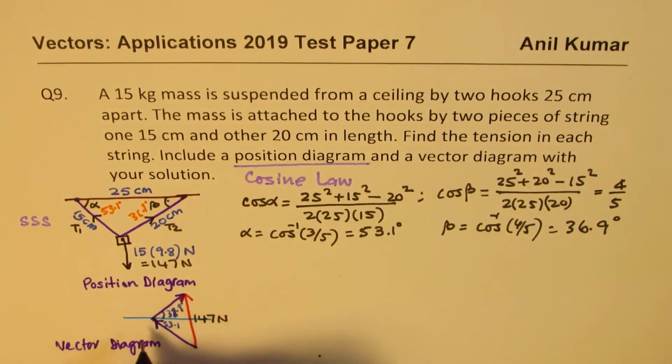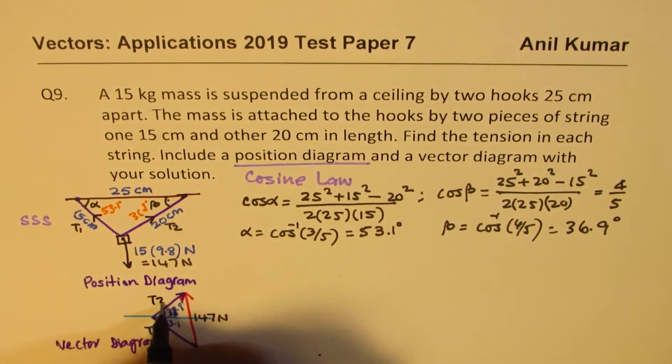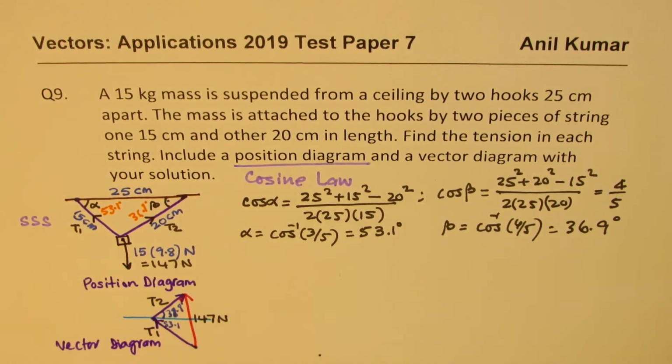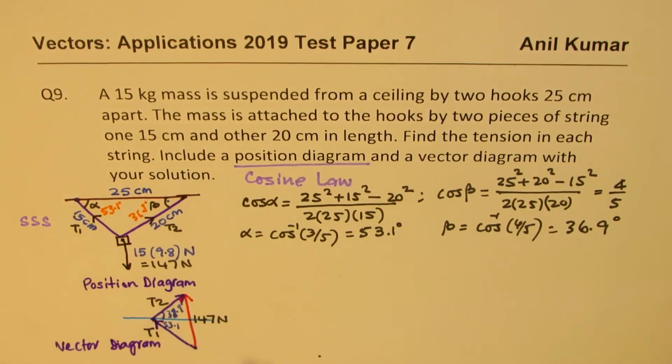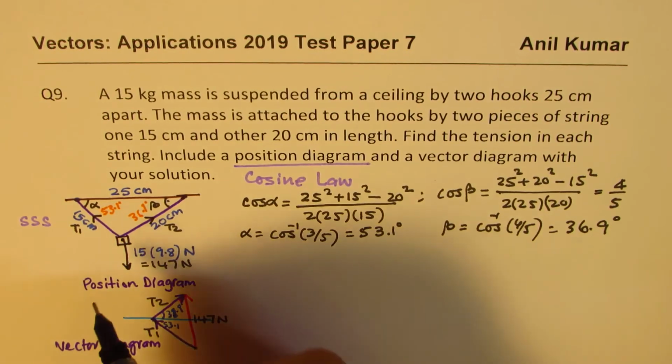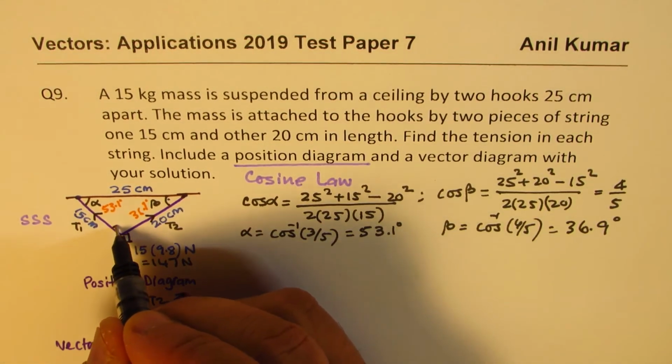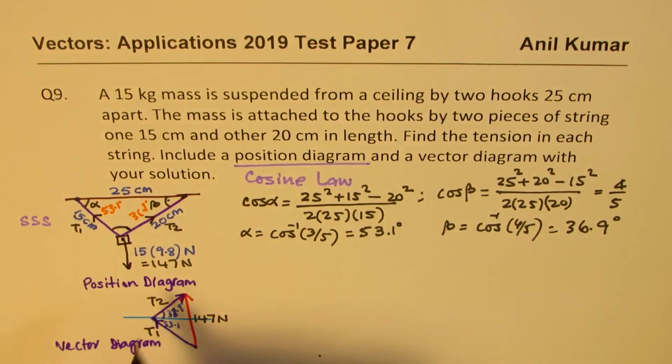And let me label this as tension 1, tension 2, and that is our equilibrium force, right? Now, let's calculate the tensions in each string, correct? Since we know our angles, we know this angle also, right? Okay, let's add these two angles first. That is the right angle, correct?